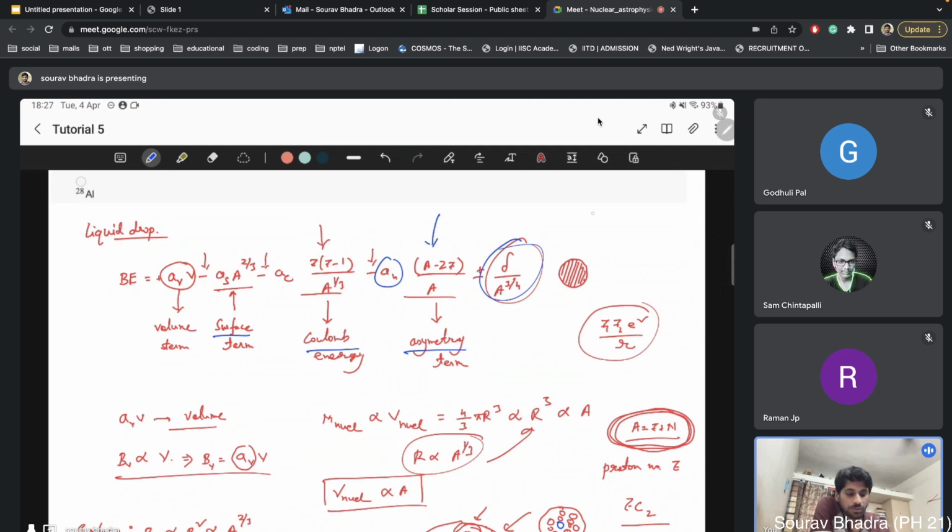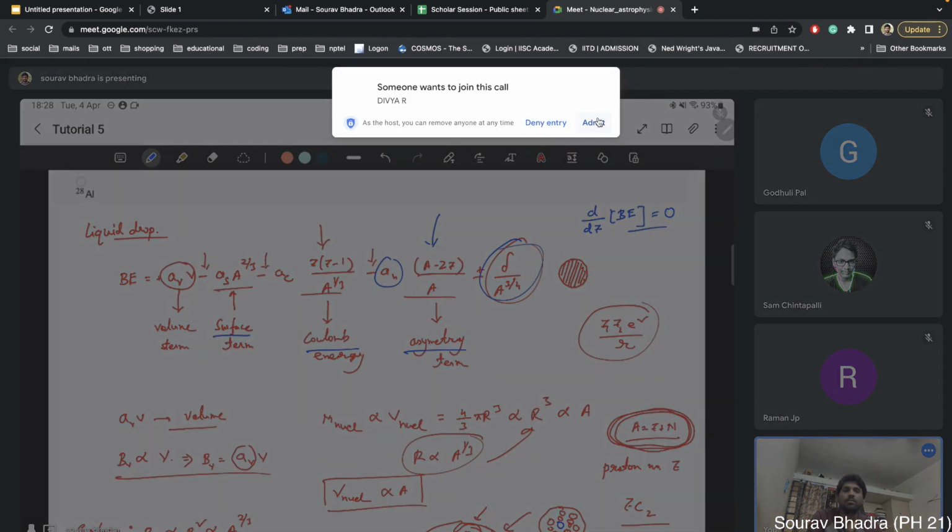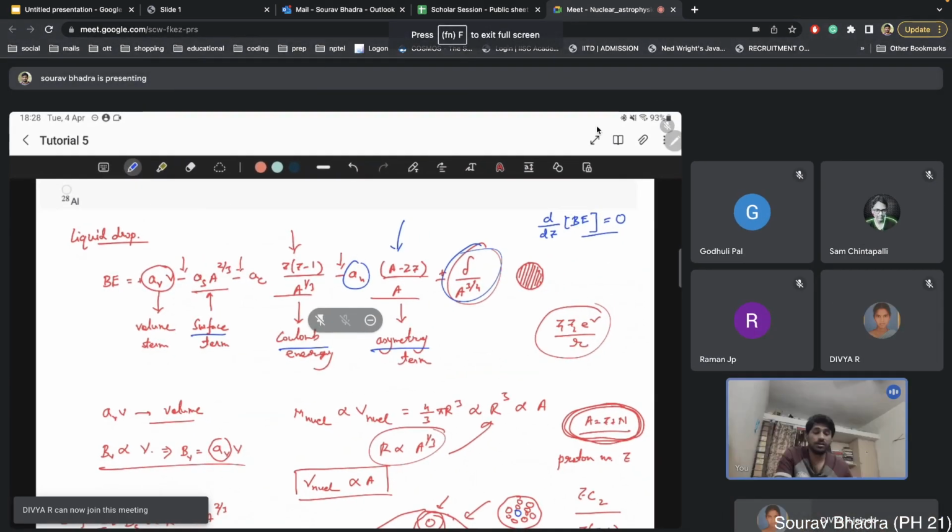So what you will have to do is take d/dZ of B.E., the binding energy, because binding energy is a function of Z. Okay, so d/dZ of binding energy equals 0. By doing that, you can find the value of Z for which the nucleus will be most stable.